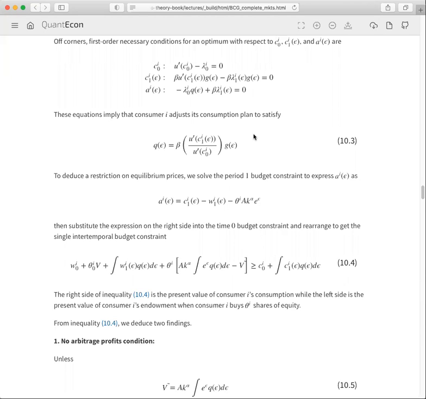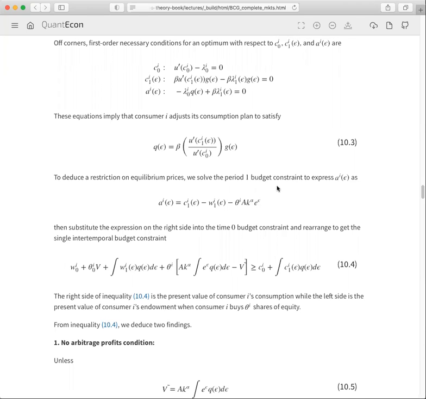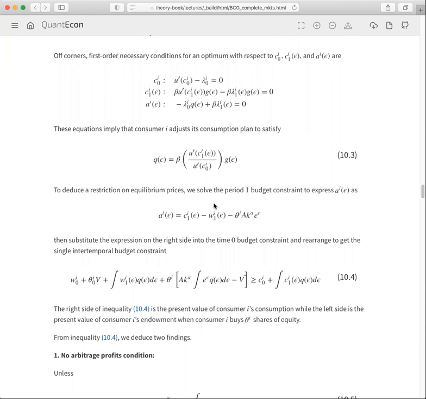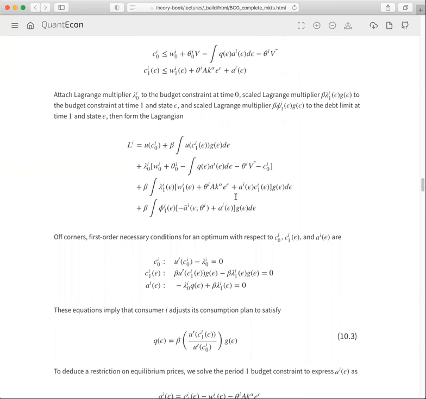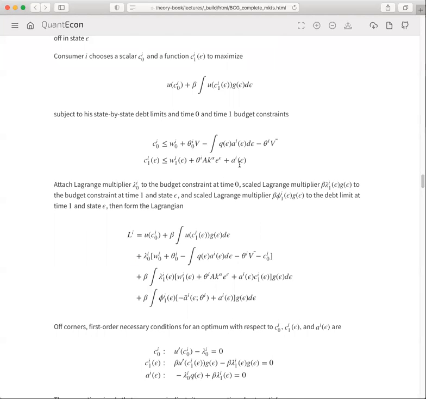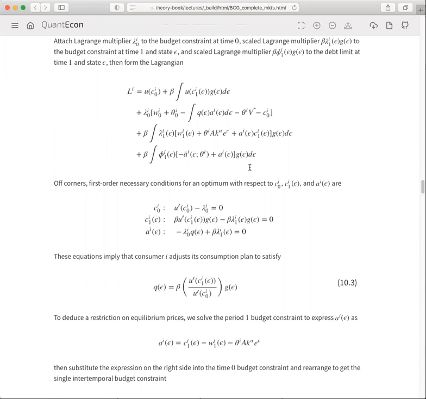Okay, so what we're going to do now is use a common method to derive restrictions on equilibrium prices solely by manipulating budget constraints of the consumers in the economy. So here's what we're going to do. I'm going to solve the time 1 component of the budget.